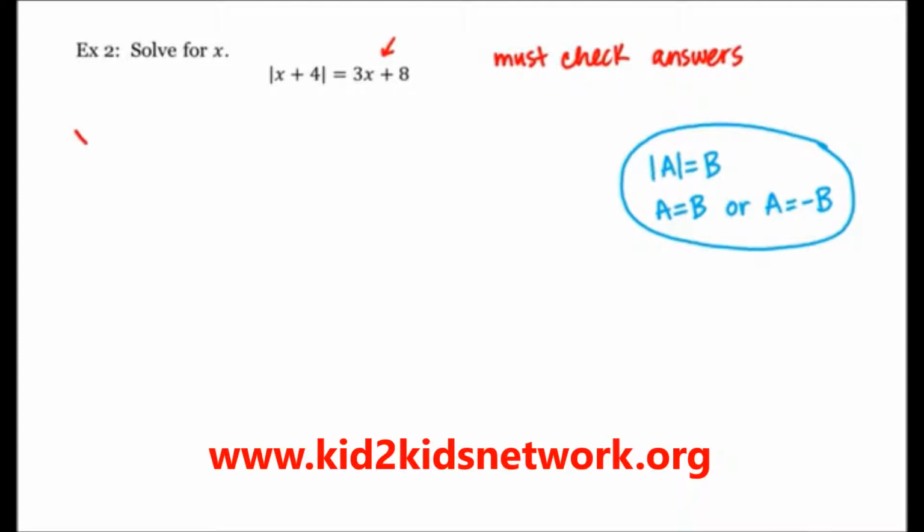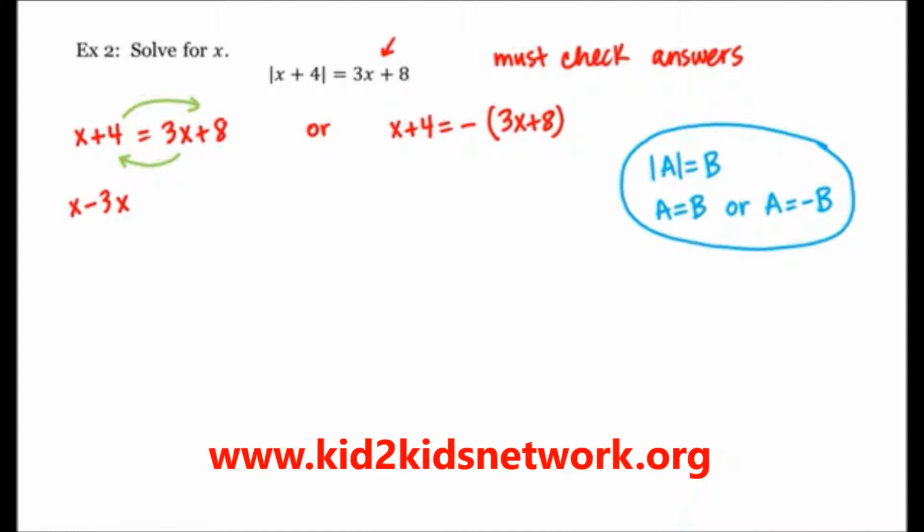Okay, so applying this, we have that x plus 4 then is either equal to 3x plus 8 or x plus 4 is equal to negative 3x plus 8. But be careful to use parentheses here. Again, we'll solve each equation separately. Let's begin with the first equation. We'll bring the 3x to the left and the 4 to the right, which gives us x minus 3x is equal to 8 minus 4, or negative 2x is equal to 4. And then dividing both sides by negative 2 gives us that x is equal to negative 2.